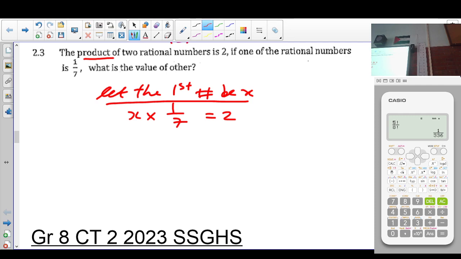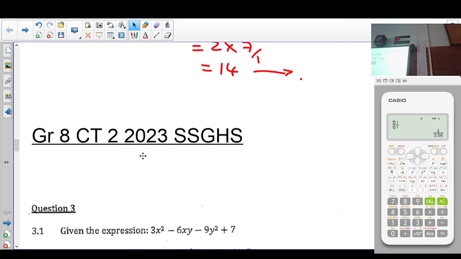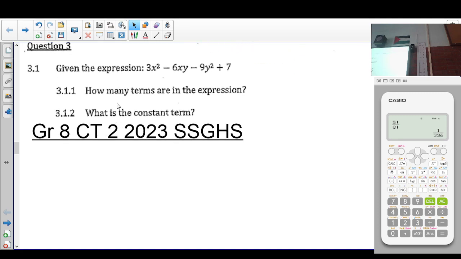Okay. So how do I get x on its own? Divide by 1 over 7 on both sides. That cancels, so x is equal to 2 divided by 1 over 7, which is the same as 2 times 7 over 1, which is 14. Okay, you guys understand? Any confusion there?